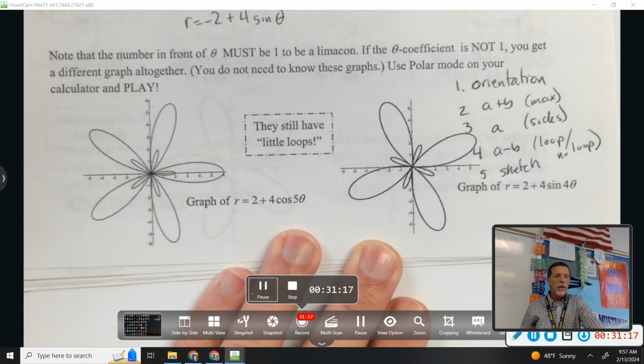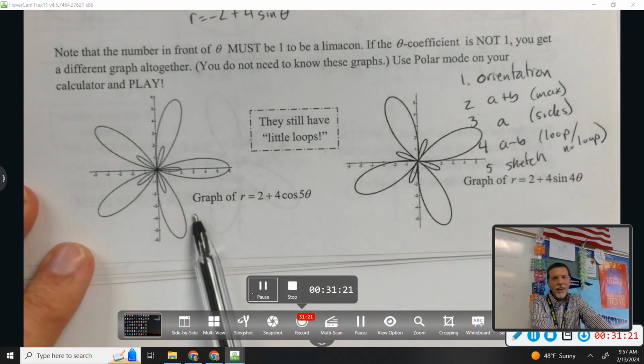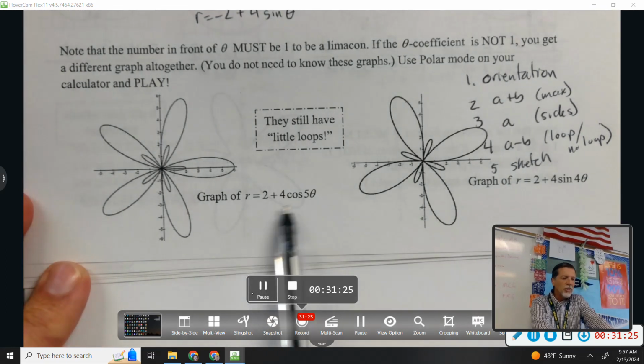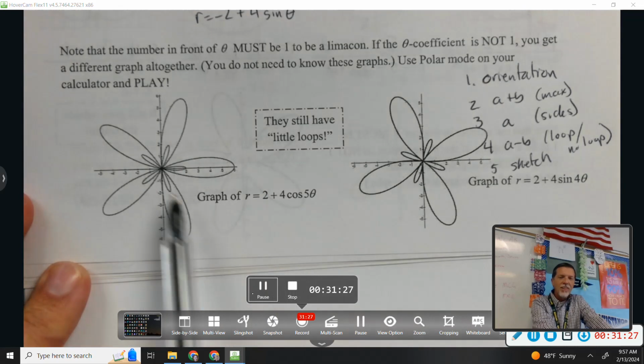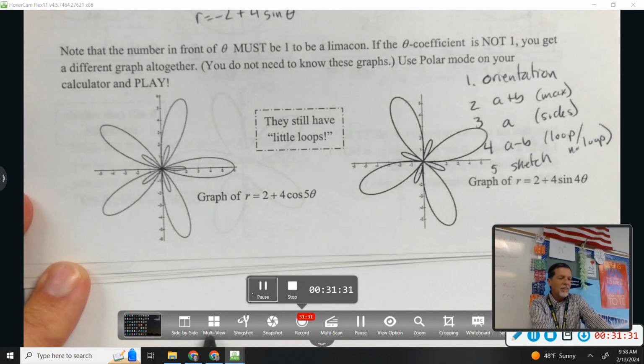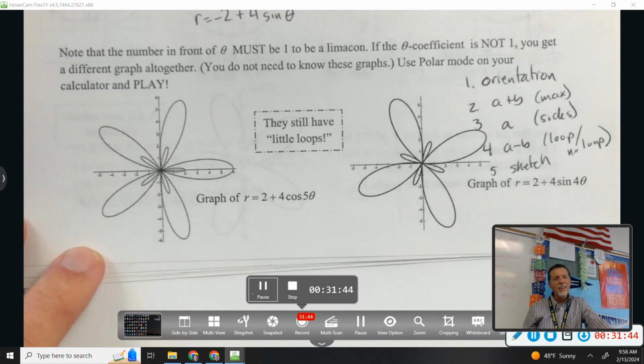Here's some more silly pictures that are fun to play with. You're not going to have to draw these, but when you sort of combine circles and roses and limacons, then you get like roses with loops. It's kind of cool looking. You're not going to have to graph these, but these are the things that are sort of fun to play with on your calculator. Put it in polar mode, you start putting crazy things in there, and you get some fun looking graphs.